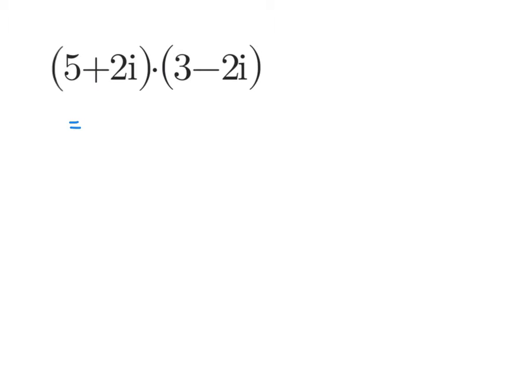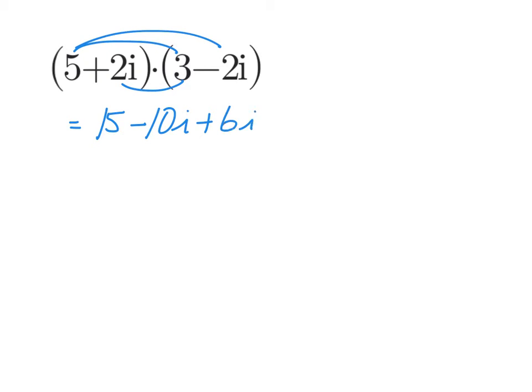Here we want to multiply two complex numbers together. So just like with binomials, we'll want to FOIL them. So multiply together the firsts, we get 15. And the outsides, minus 10i. The insides give us plus 6i. And the lasts give us minus 4i squared.